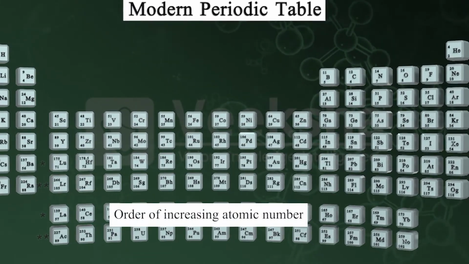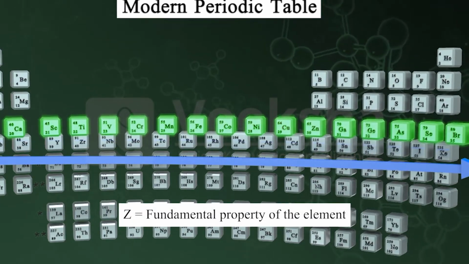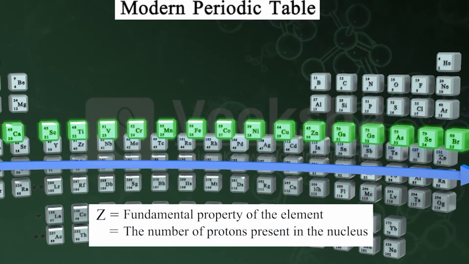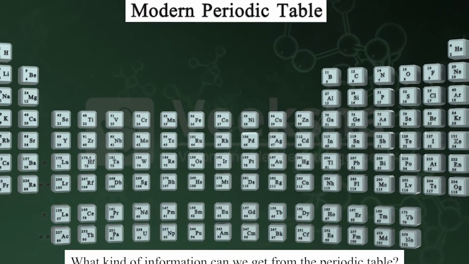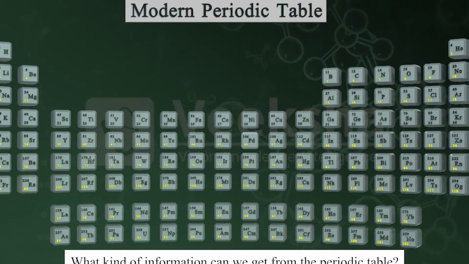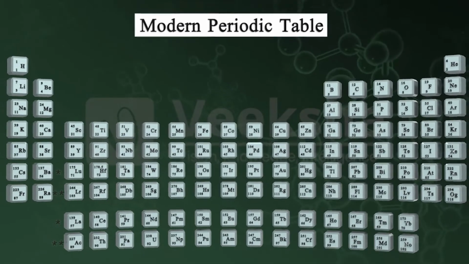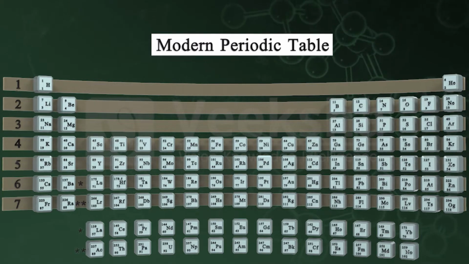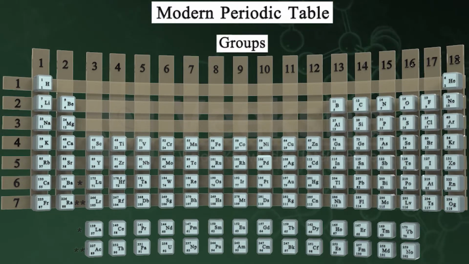The elements are placed in order of increasing atomic number, represented by Z, which we now know is a fundamental property of the element, and it tells us about the number of protons present in the nucleus of its atoms. What kind of information can we get from the periodic table? It gives the symbol, atomic number, and mass number of every element. The periodic table consists of 7 horizontal rows, which are known as periods, and 18 vertical columns, known as groups.